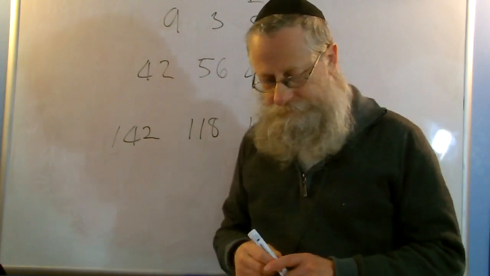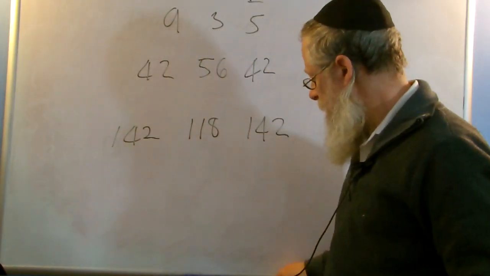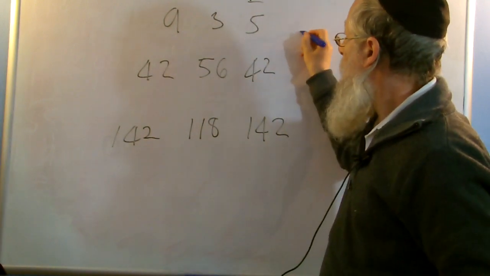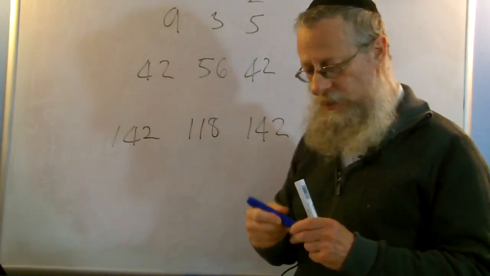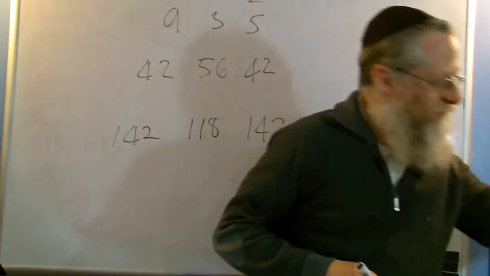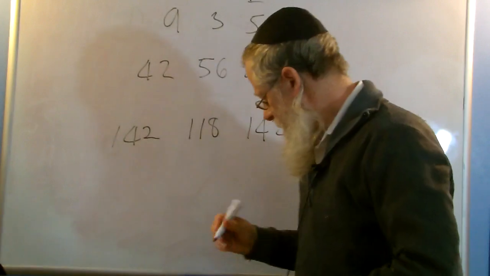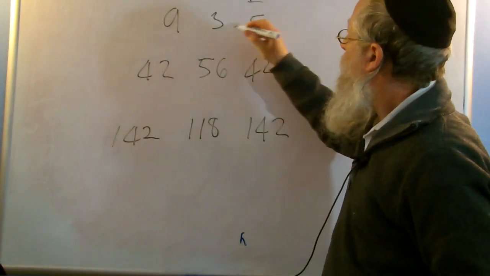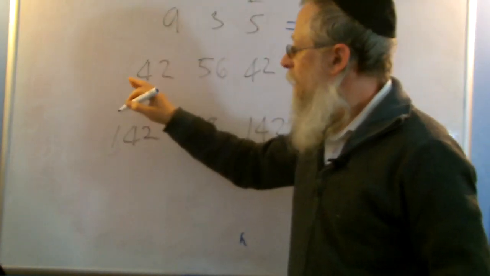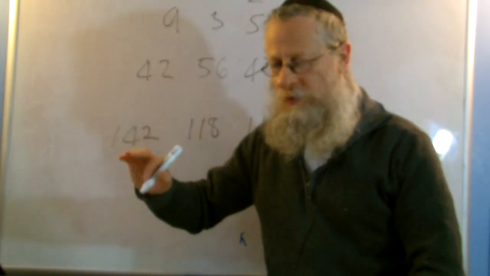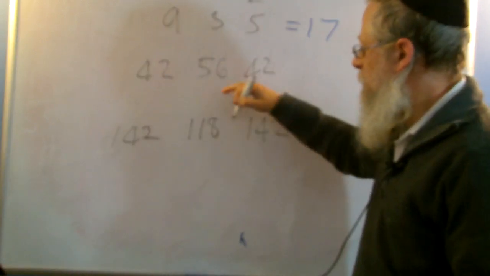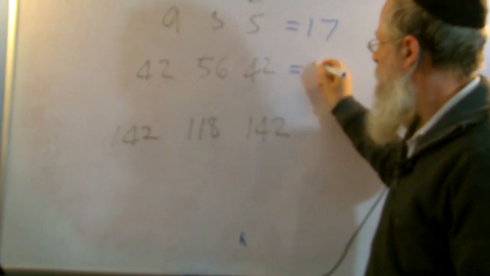So now, if I add these values up, 9, 3 and 5, is 17. I'm going to put down now what these come to. So 42, 56 and 42 equals 140.